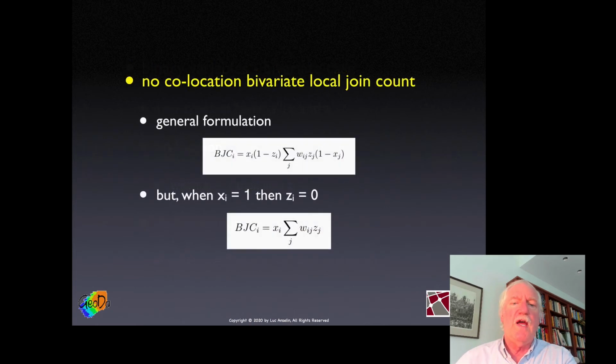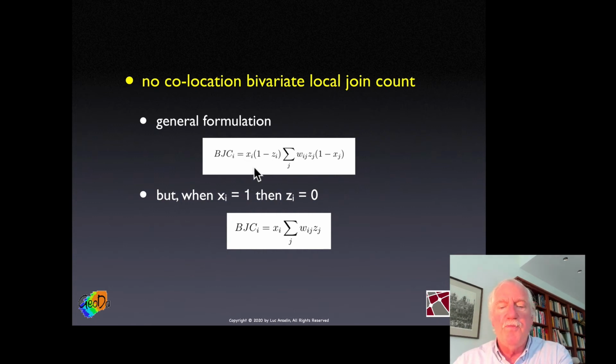So let's first look at the no co-location situation. And obviously this only works for two variables, since for three variables you would have contradictions built in. So for two variables, that's why it's called bivariate local joint count. That's specific in GeoDa, deals with this situation.